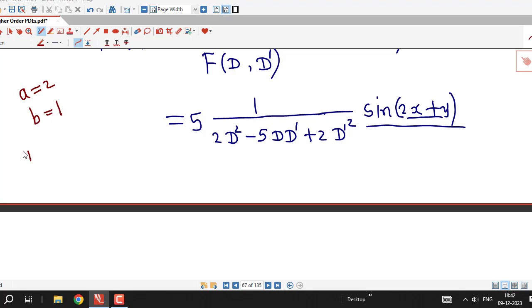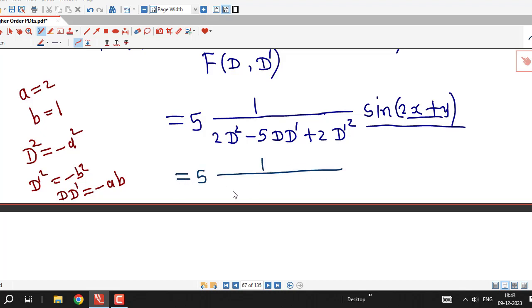and we know that for this method we have to replace d square by negative of a square, d dash square by negative of b square, and d d dash is to be replaced by minus a into b. So using this method, here I will replace d square by negative of a square. A is 2, so here I have minus of 2 square, that is minus 4. So d square is replaced by minus 4.